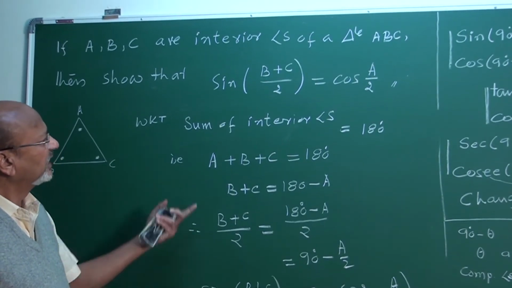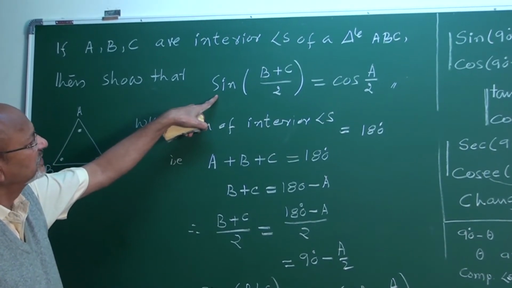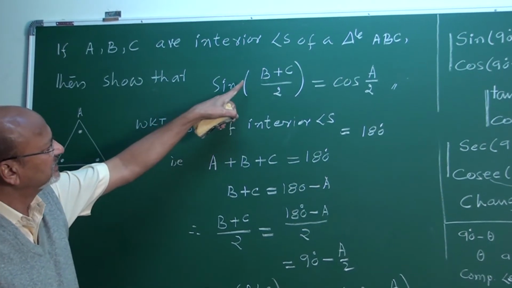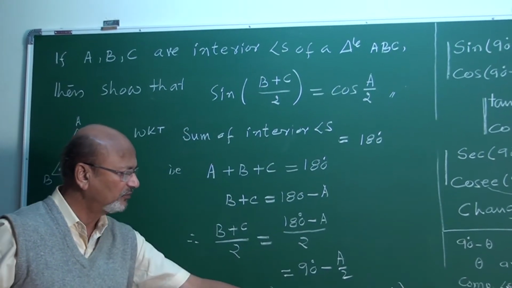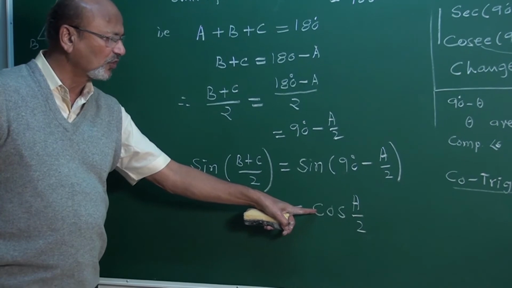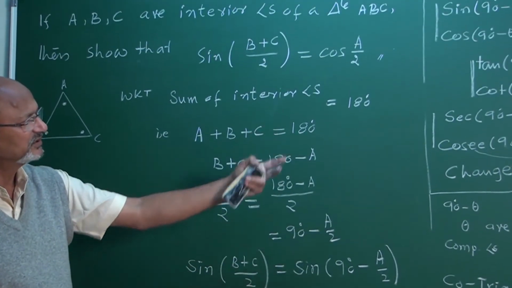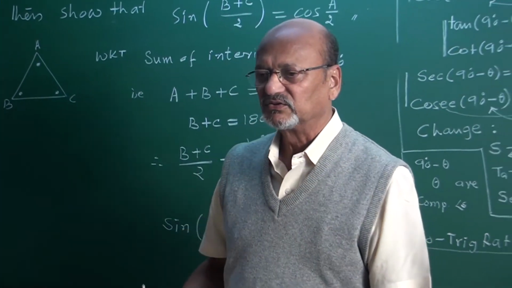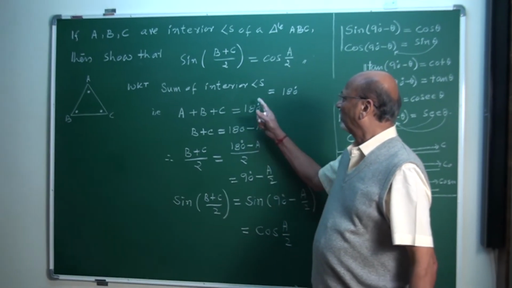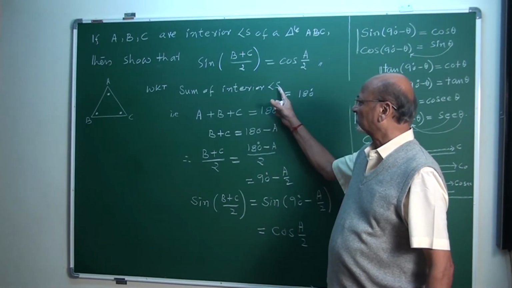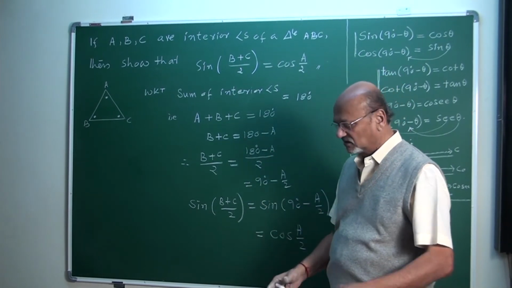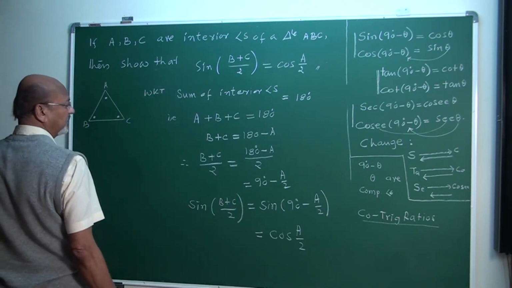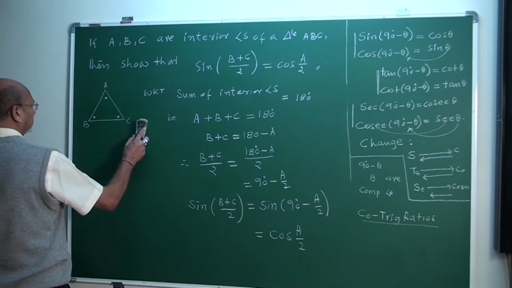And instead of sine, while giving the question in the exam, the examiner may change it. Instead of sine, he may give tan here: tan of (B plus C) equals tan of (90 minus A by 2), and that tan changes to cot, like that. He may give the pair sec, that is always what we examiners do, my friends. Therefore, this is the example based on the interior angles result. I hope all the steps are clear. Another example is, yes.